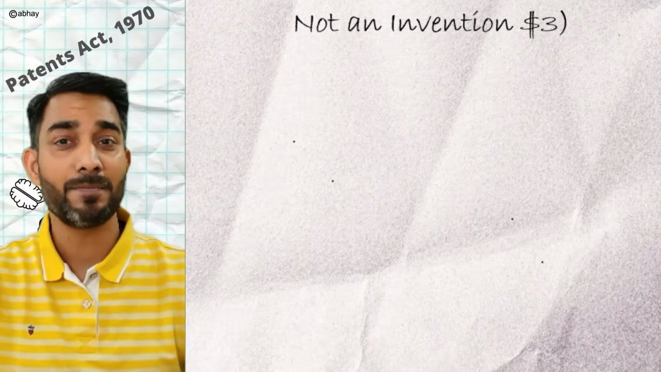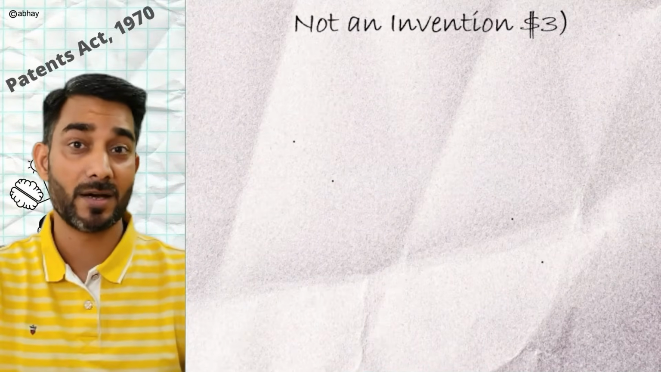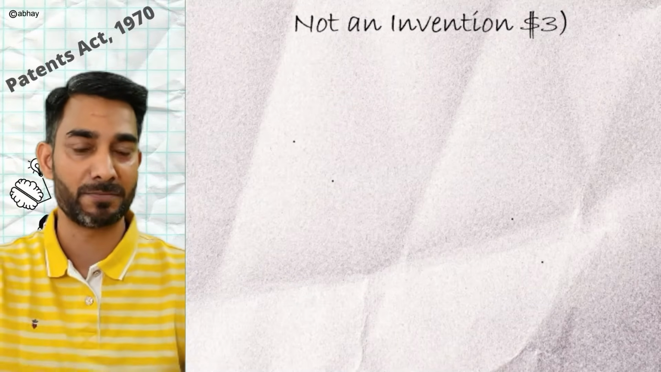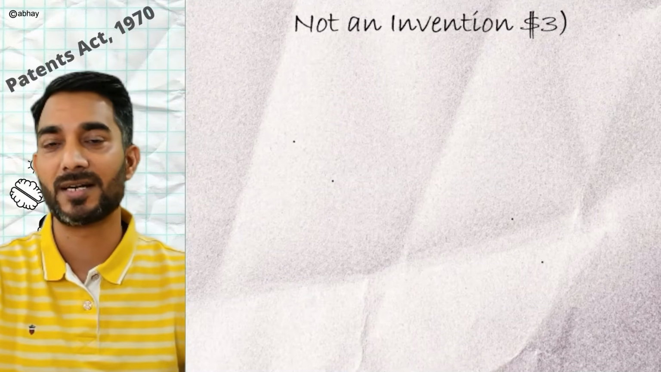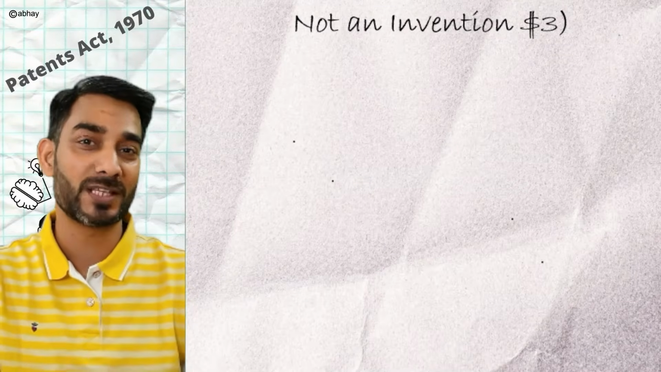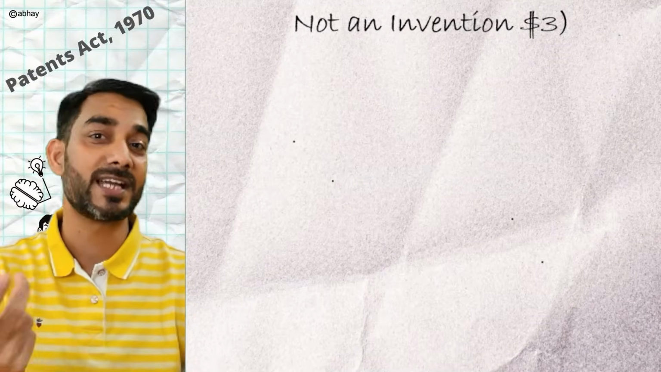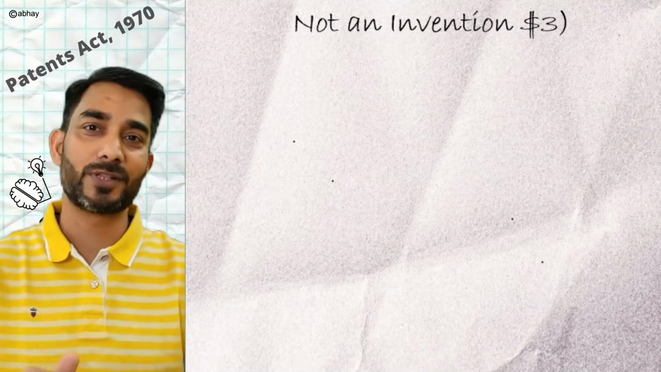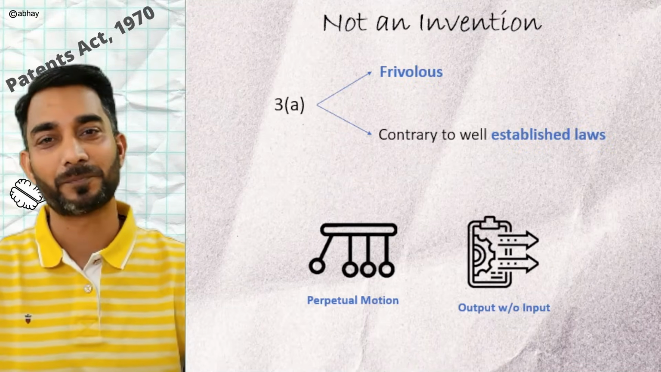Does it mean all the creations under the sun which satisfy the requirement of the definition of invention and new invention will be considered as patent eligible subject matter? No. Indian Patent Act provides a negative list of subject matters which are not considered as patent eligible subject matters. In this video, we will go over the subject matter one by one and try understanding the reasoning behind it. Let's get started with the first one, alphabet A.